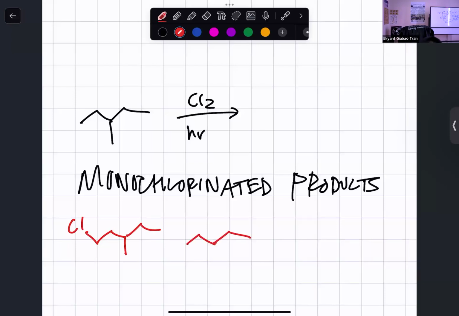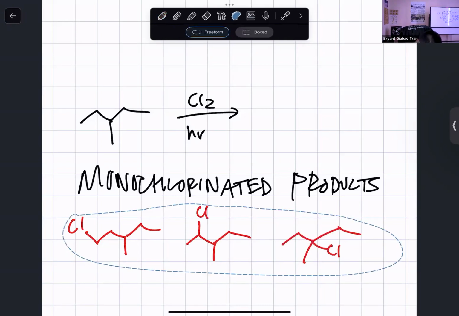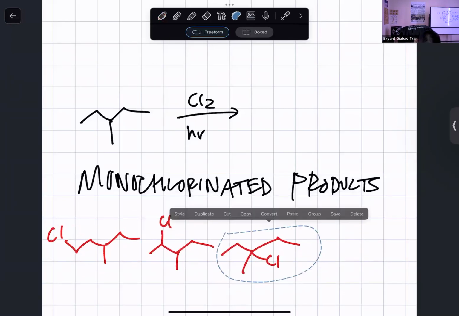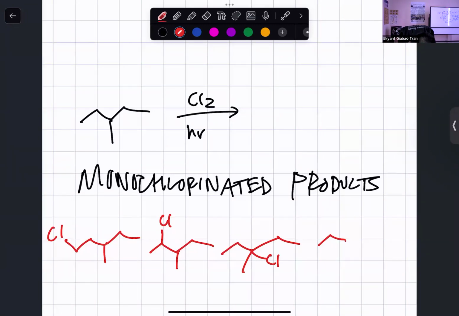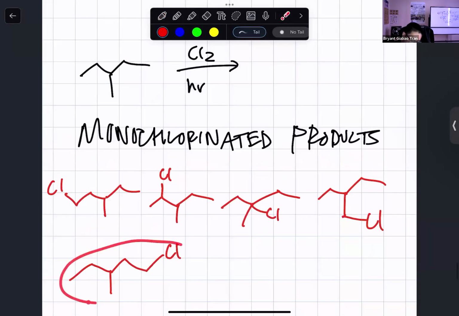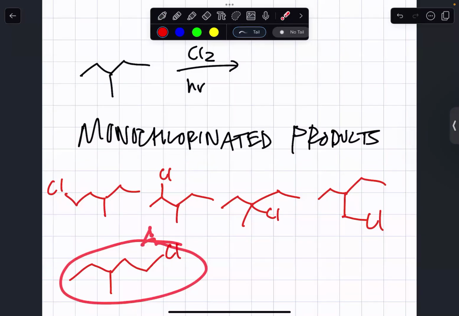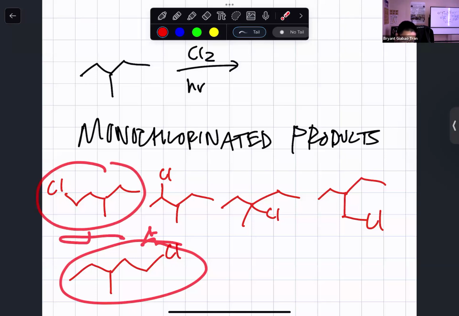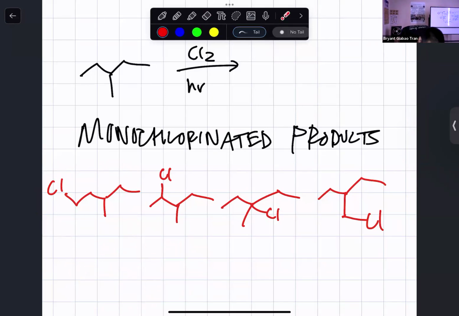Why is this not a unique product here? Why did this not count as a unique product? Because that's the same as the first one. Yeah, it's the same as the first one, but it's just flipped over like a pancake, or like a page. You just flip it over, and that's the same thing. So there's four unique monochlorinated products.